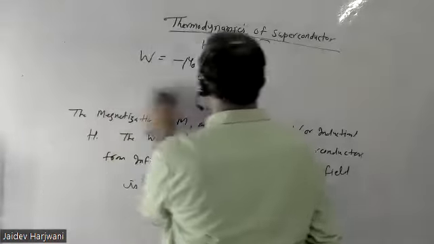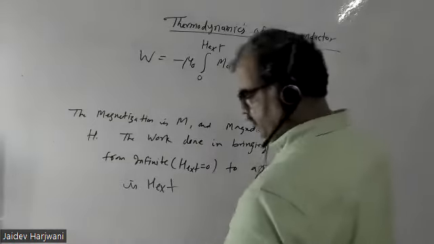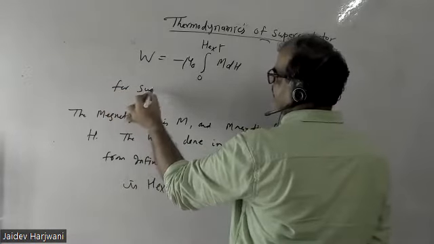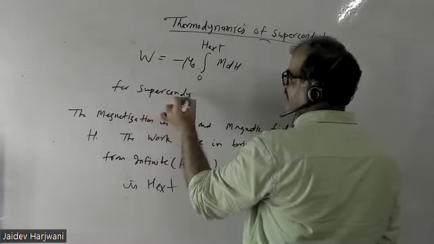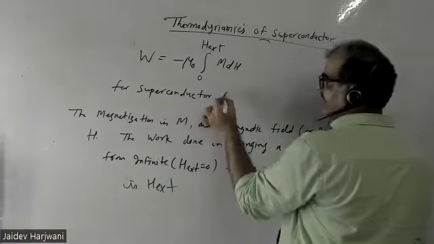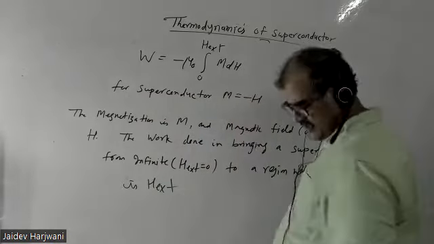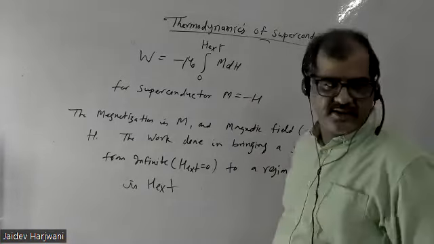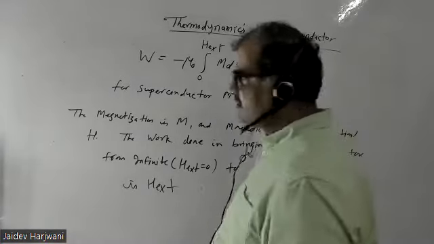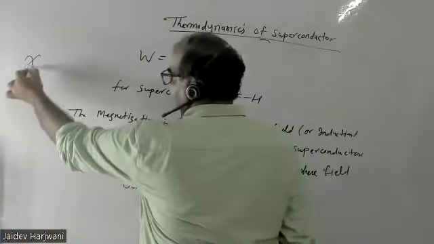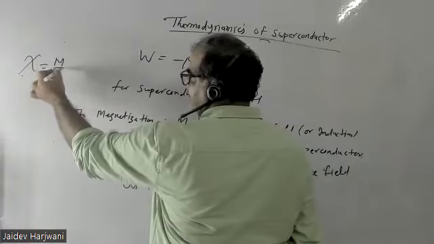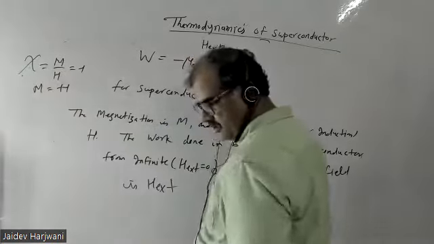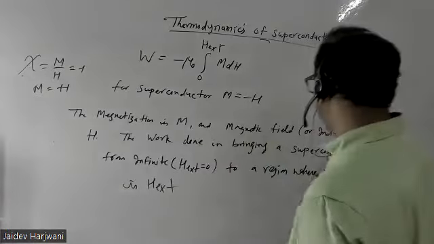Now, what is the value of this work? How to calculate it? Now you know for a superconductor M equals minus H. Can I write it like this? Yes, because a superconductor is in the superconducting state, its susceptibility is minus 1, that is M upon H is minus 1. That is M equals minus H. Put the value and solve.